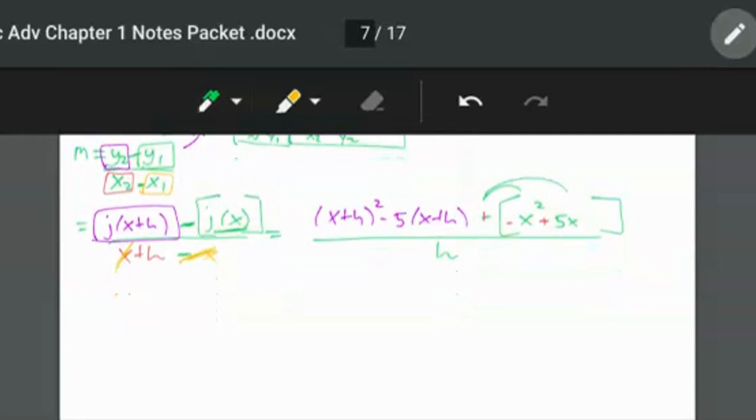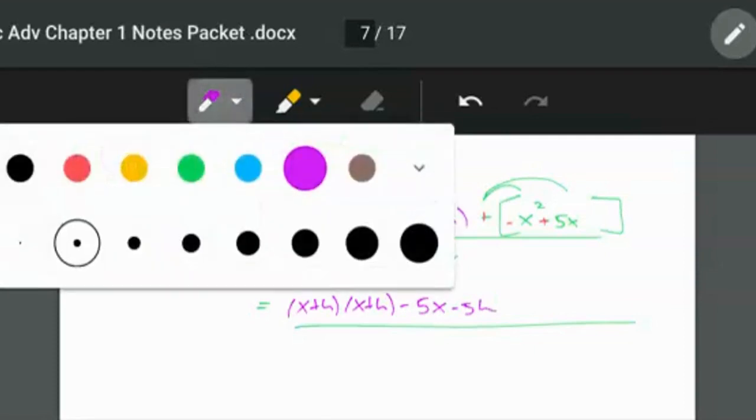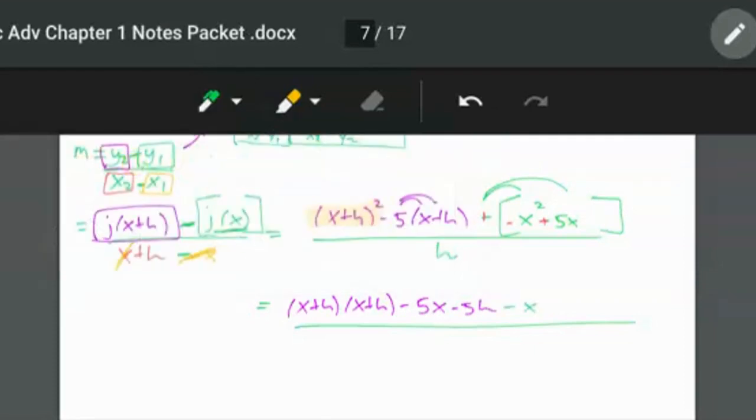So if we keep going, we need to FOIL this part out, this x plus h squared. That just means we're taking x plus h and multiplying it by itself so we can expand it. The second part, we got to distribute this negative 5x minus 5h. And then the last part, we just got to bring down minus x squared plus 5x all over h.